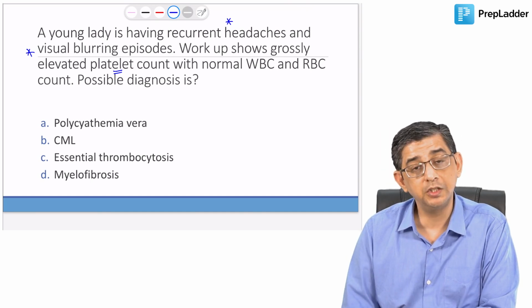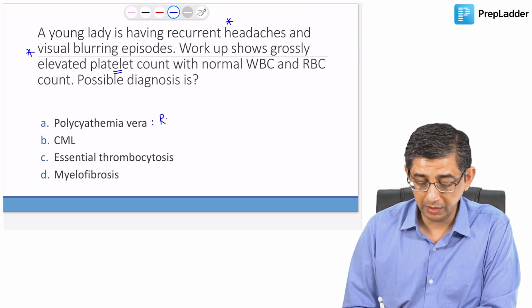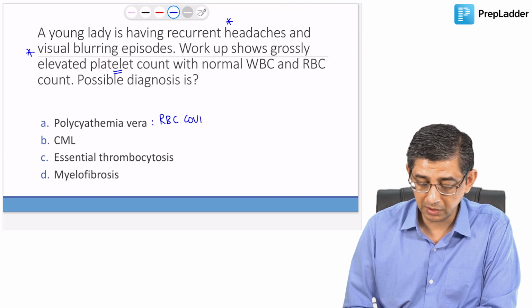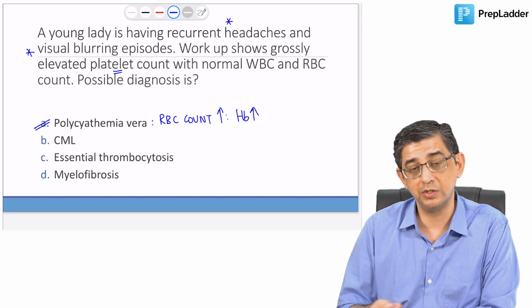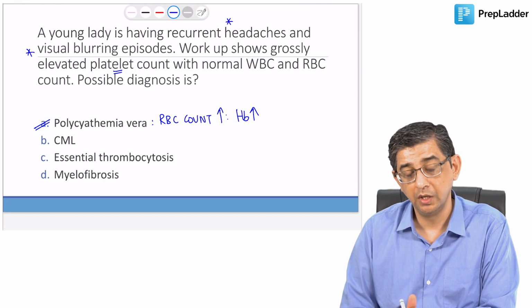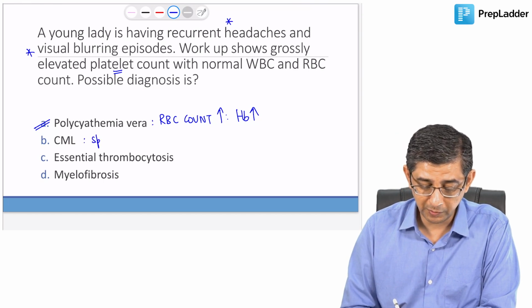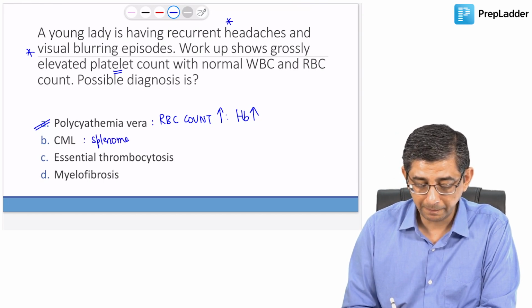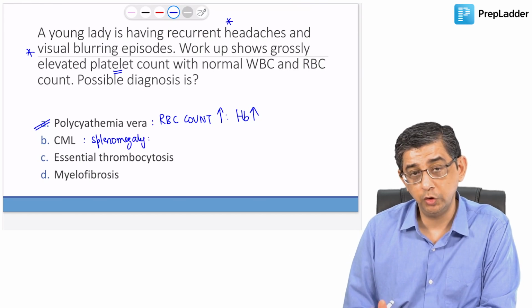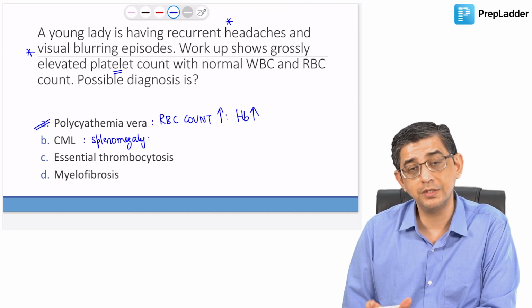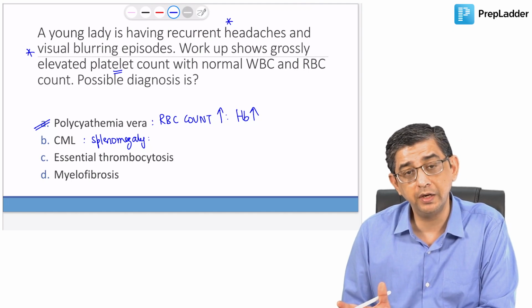Option A says polycythemia vera. In this condition, it is mainly the RBC count that is increased. This occurs due to JAK2 mutation. No, it's mainly the hemoglobin that will be increased. So obviously in this question it is not the answer because the question talked about platelet count elevation. Chronic myeloid leukemia always presents with massive splenomegaly. In chronic myeloid leukemia, the platelet count usually is normal or slightly increased but never grossly elevated.